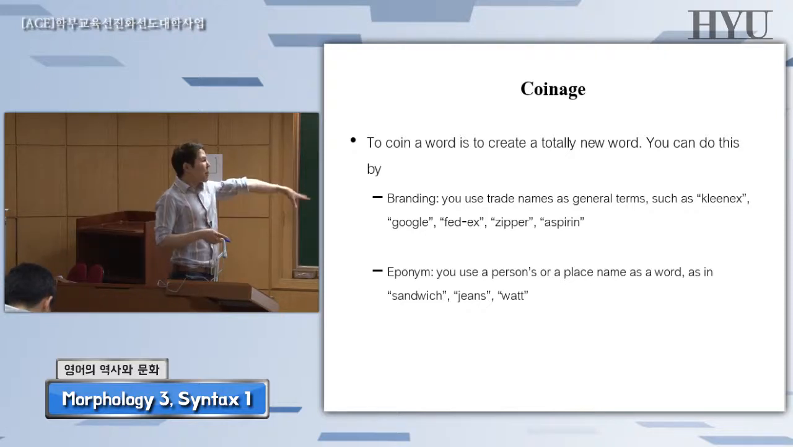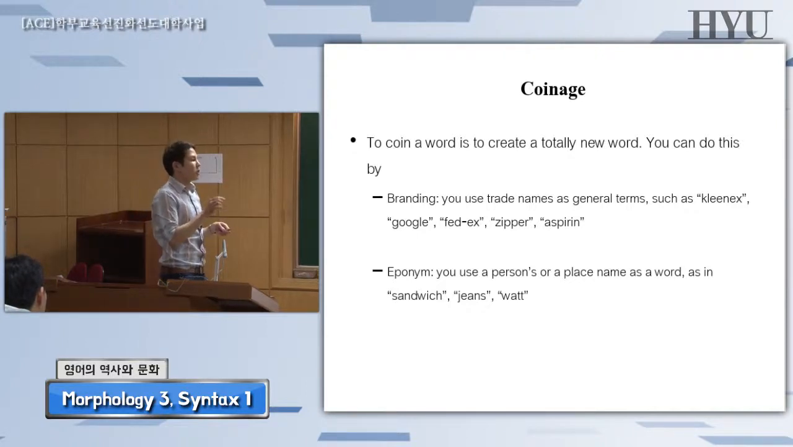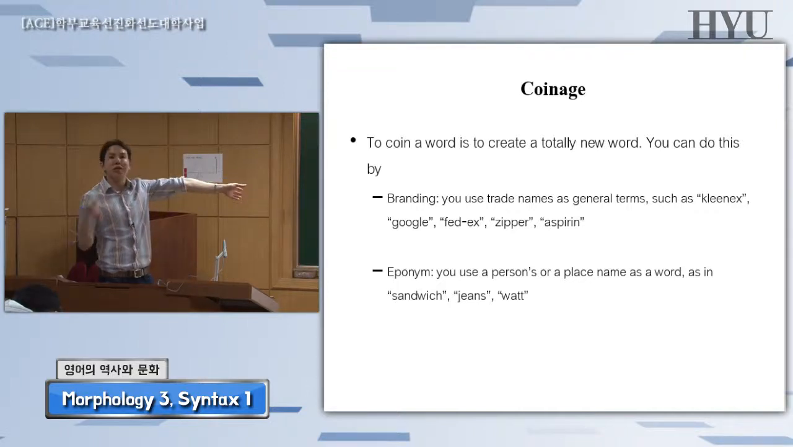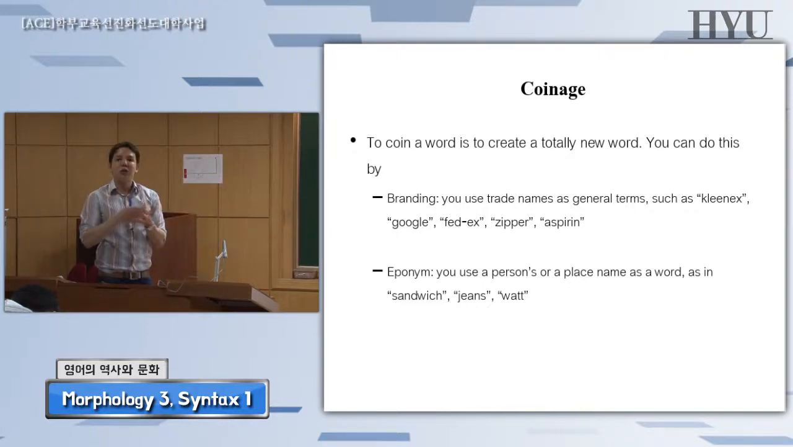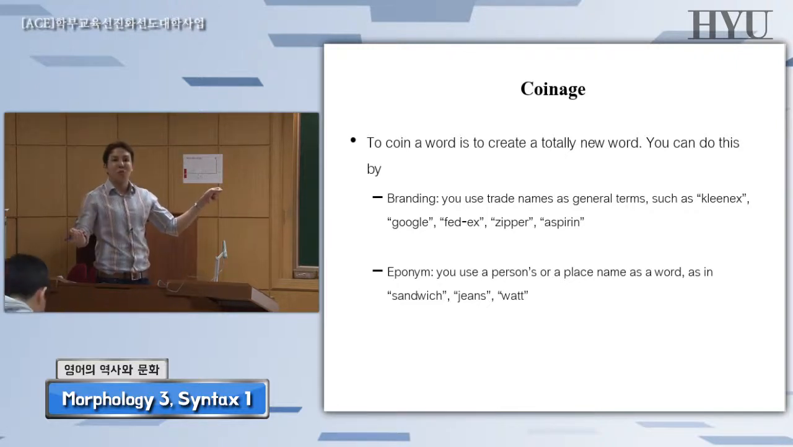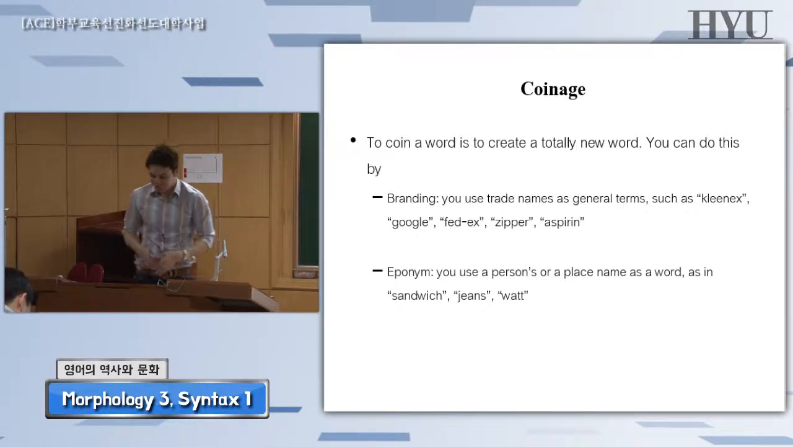Okay, or eponym. Eponym is more or less the same as branding, but in this case, you use a person's or a place name as a word, as in sandwich, right? Sandwich is from the Earl of Sandwich, like that, who invented sandwich. Jeans is from a place name like Genoa in Italy, right, where this type of fabric was first manufactured, like that. Or watt, the unit of power, right? When we talked about electricity, in this case, it's from James Watt, like that. So you coin new words by using people's names or brand names. Okay, so that's the first way.